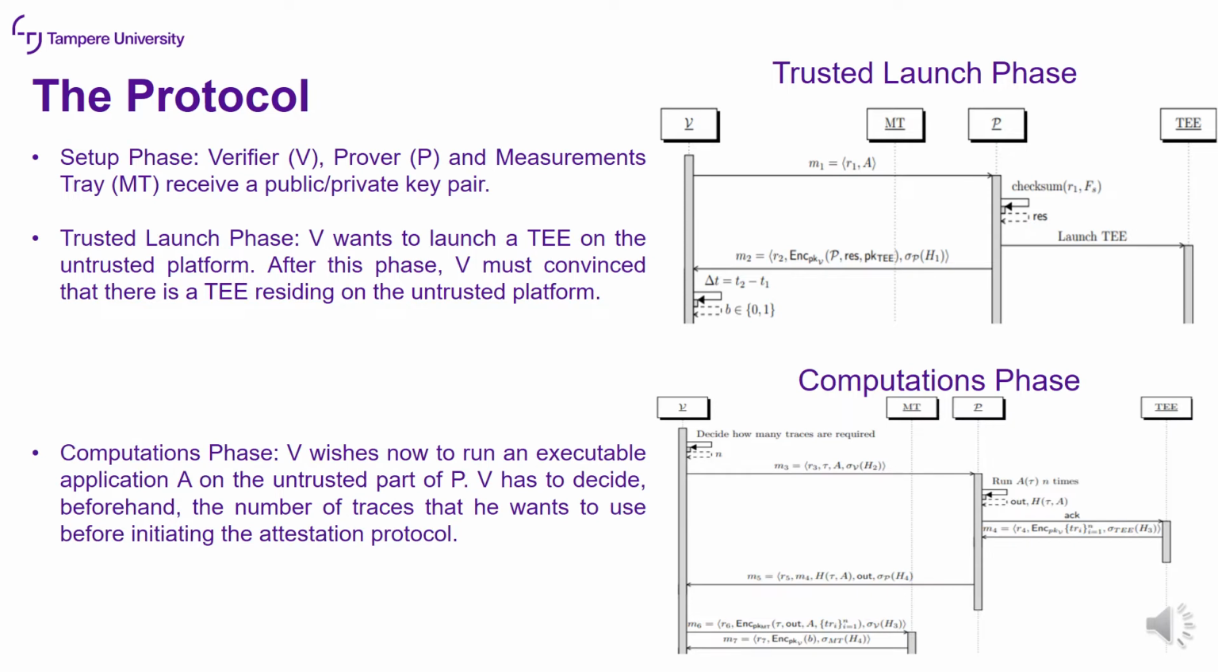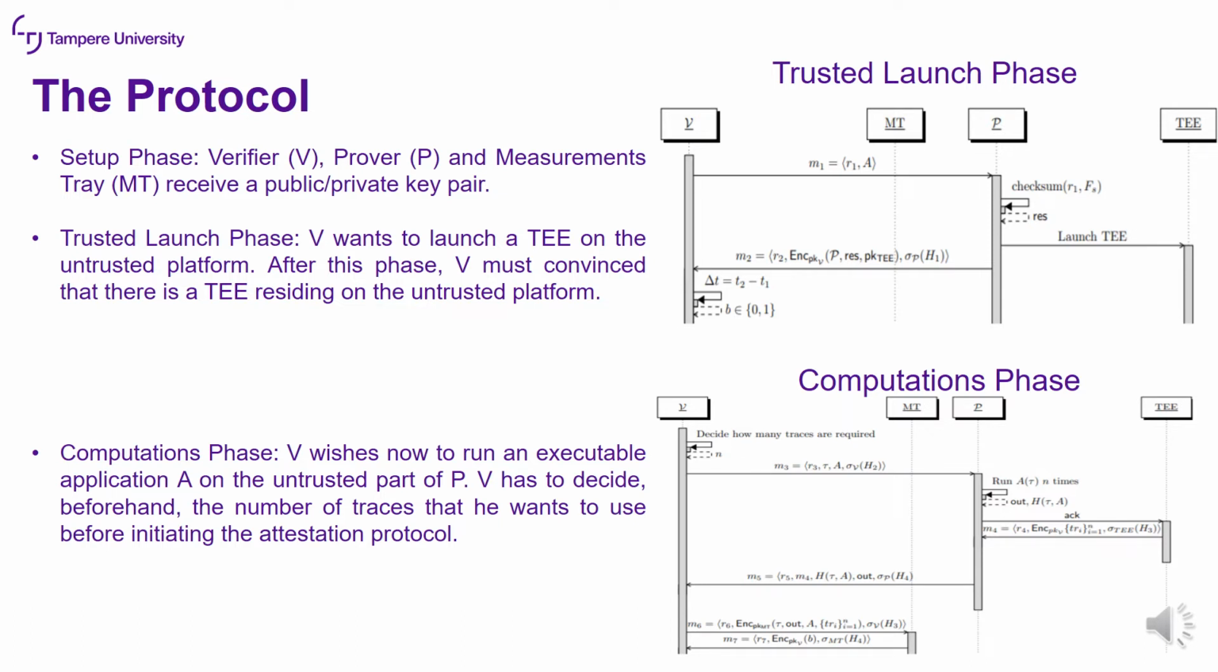Finally, in the computations phase, the verifier sends a random number and a token to the prover together with the identificator of the operation that he aims to run on the prover. Then the prover executes the operation with the token as input and generates an output and a fingerprint of this operation, while the analog to digital converter included in the TE measures the power consumption from the untrusted part of the prover, getting as many traces as decided by the verifier. This is done by repeating the operation as many times as the verifier wants.